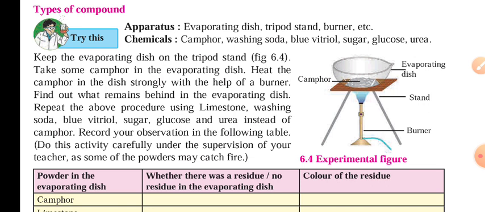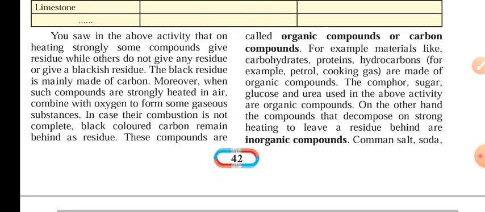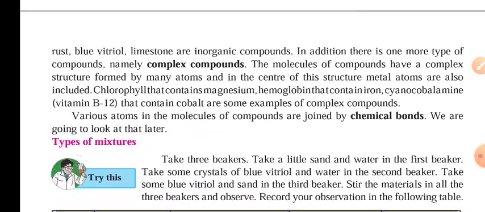Most things in nature, when we burn them, leave a black residue behind, which we call ash. And if there is a black residue left behind, then that will be called an organic compound. This is the simplest way of finding out whether a particular compound or material is organic or inorganic. That is what they have given in this particular section.